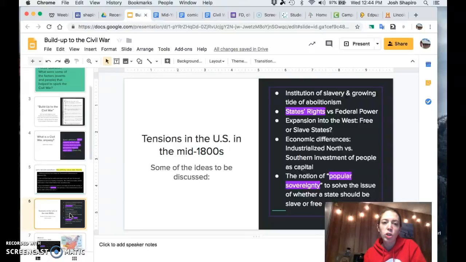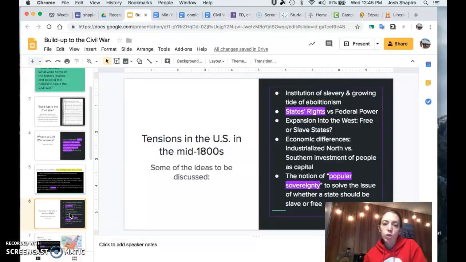Then we've got expansion into the West. This is a biggie, right? We learned all about westward expansion, but a big part of it was a big struggle over whether these states should be free or slave states. So there's a huge battle. And then there were economic differences between the industrialized North, which had the majority of the railroads and the factories, versus the South, where all of the investments were mostly in people. Their money was tied up in their slaves, basically.